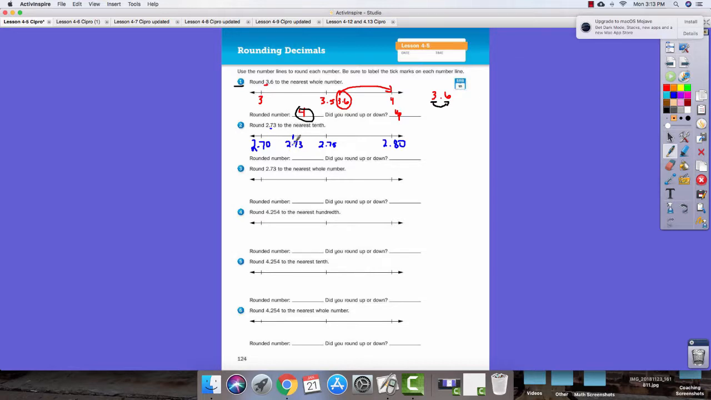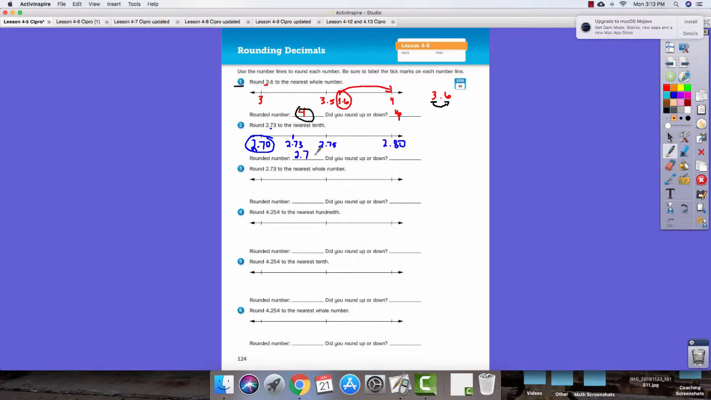I can see that 2 and 73 hundredths isn't even to my halfway point yet. So to the nearest tenth, it's closer to 2 and 7/10. For my rounded number, I just want to say it to the nearest tenth, so I'm not going to include that trailing zero that I had. Sorry about that. To the nearest tenth, it's 2 and 7/10, and in this case, I rounded down.